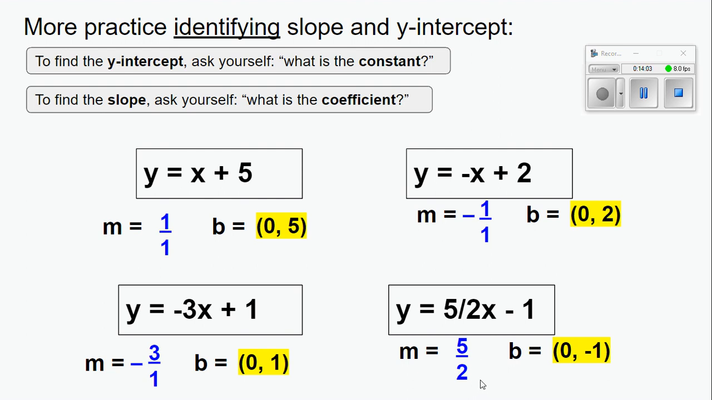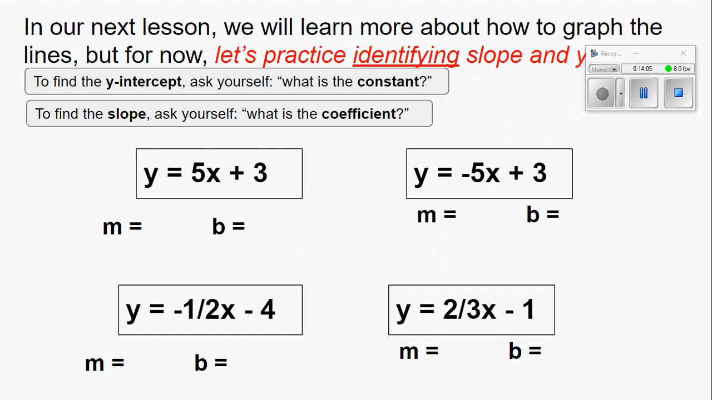Now I want you to put your pen or pencils down. And for this next part, I just want you to look at the screen. And we're just going to practice. We're going to do this together, and I'm going to just reveal the answers. So I want you to visualize for the first one, 5x plus 3. Where does it cross? All right, and then what would you see pop up here for the slope?